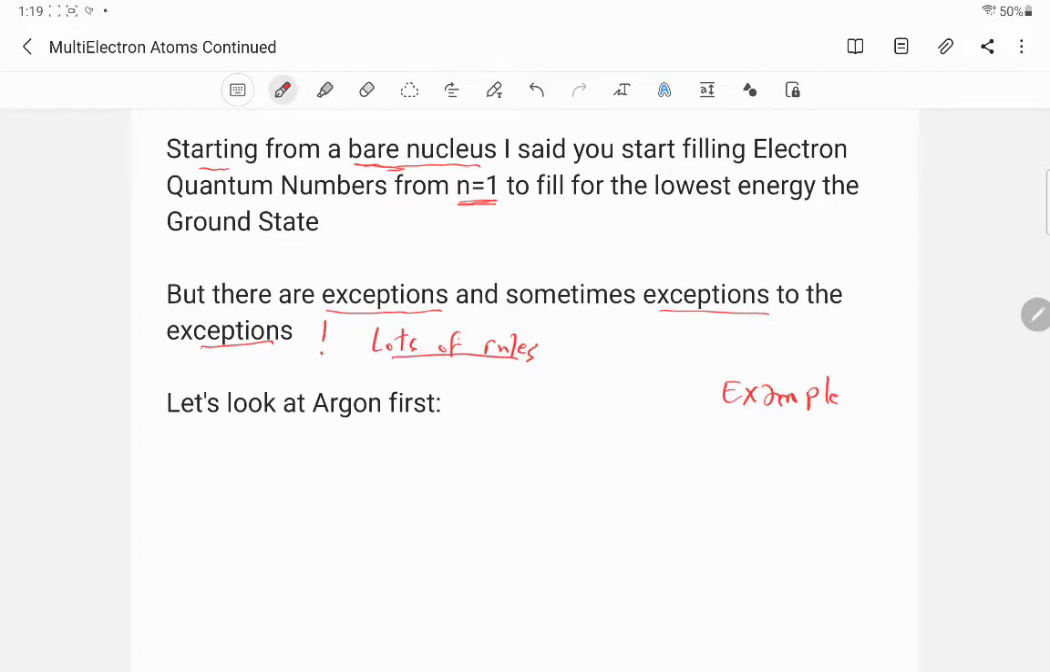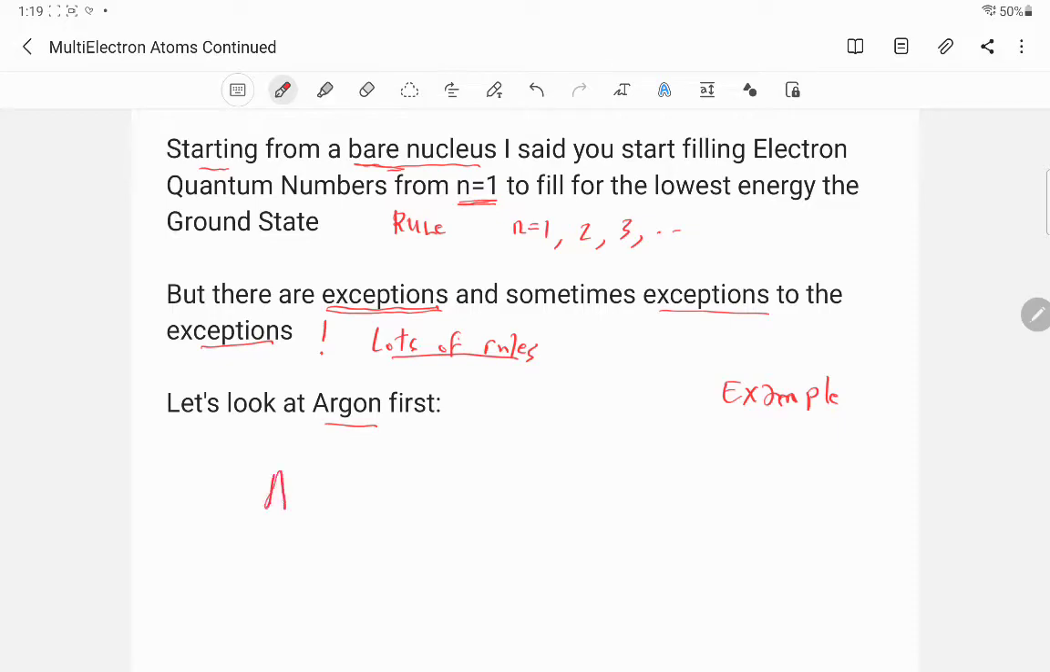But remember, we start from the basic assumed rule that you just fill n equals 1, then 2, then 3, and on. I'm about to show you an exception to that rule, and then I'm going to show you an exception to the exception of that rule as well. So let's first look at argon.